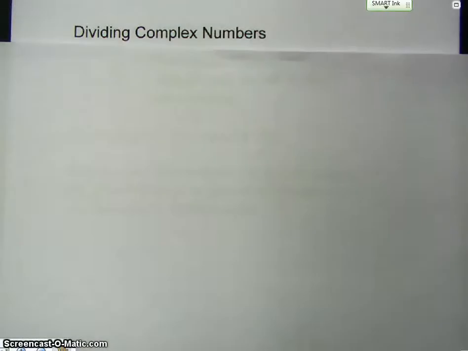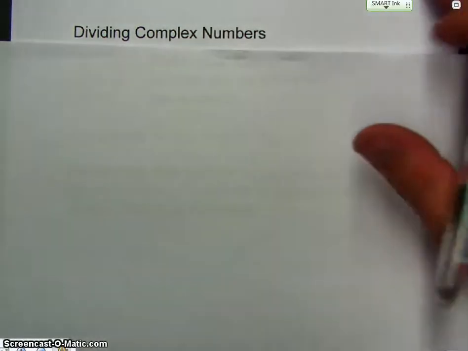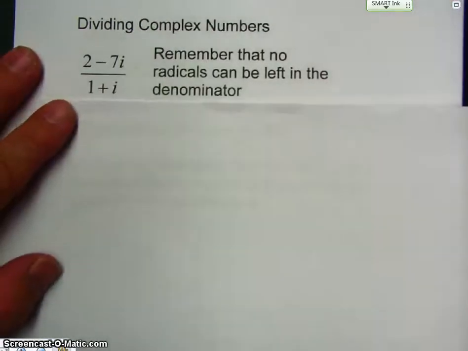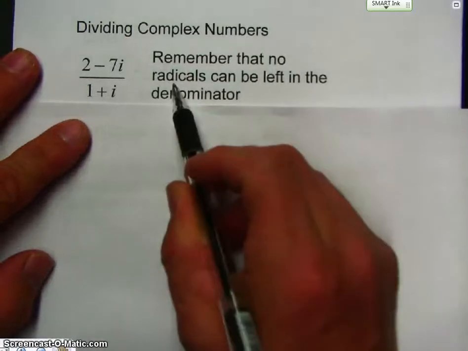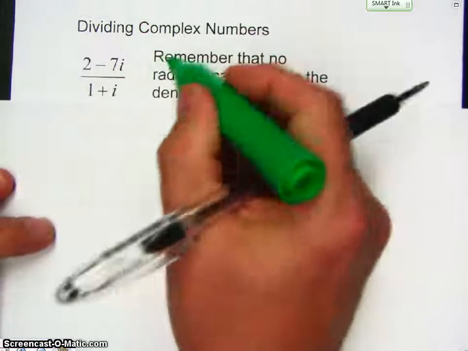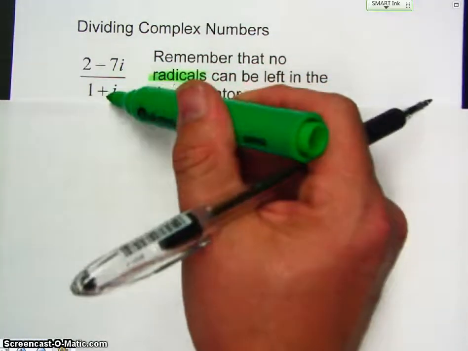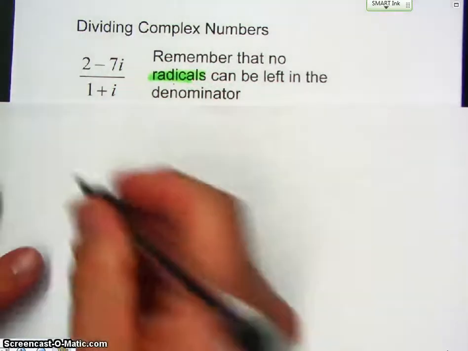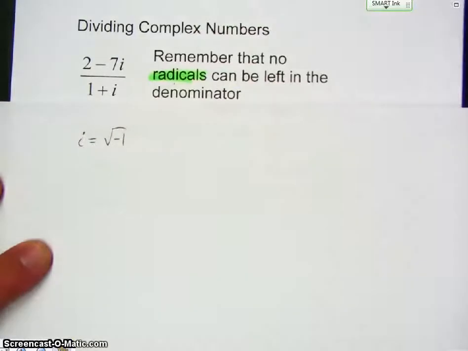All right, we're going to be dividing complex numbers. Just remember, this is very important to know: there can be no radicals left in the denominator. Now, I'm saying radicals, right? But if you look here, it doesn't look like we have any radicals in the denominator. But we do. Remember, i is equal to the square root of -1.